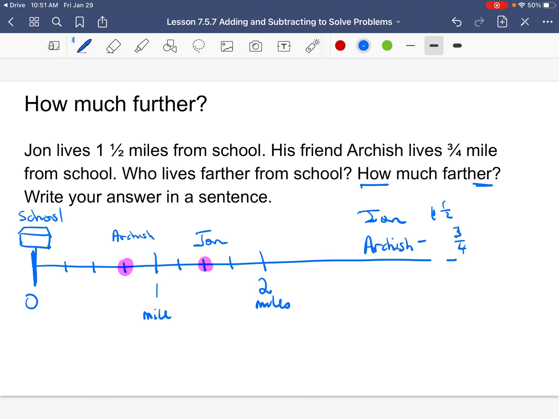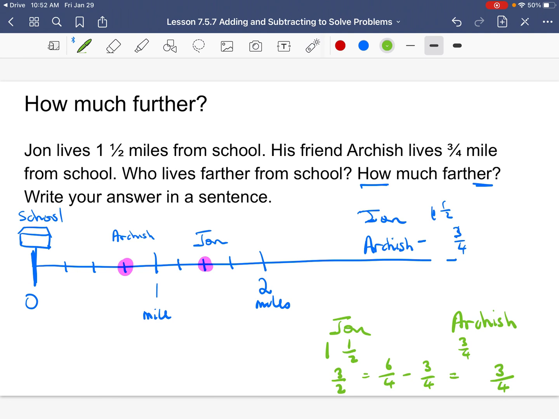So I'm going to work down here. I'm going to say John is 1.5, which is 3/2, and I need to write it as fourths because Archie's distance is in fourths, so that's 6/4. John lives 6/4 of a mile from school. Archie lives 3/4 of a mile from school, so I'm going to subtract 3/4 from 6/4, and I get that the difference between them is 3/4 of a mile.